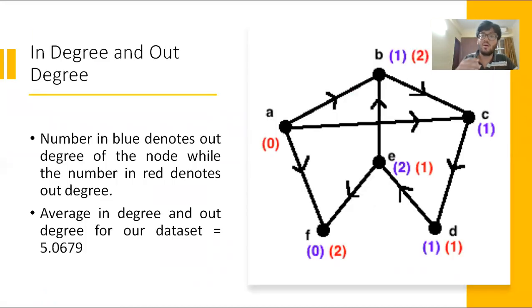Now, we also made use of in degree and out degree as features, so we want to explain that concept as well. In degree is the number of incoming edges to a node, and out degree is the number of outgoing edges from a particular node. In this dataset, we got the average value of the in degree and out degree to be the same, which was equal to 5.0679. So this was one of the features that we used.